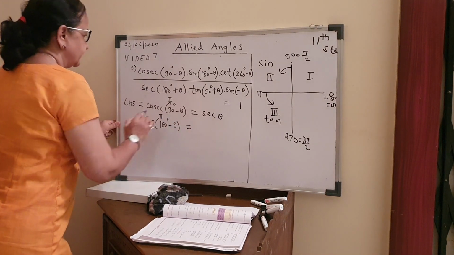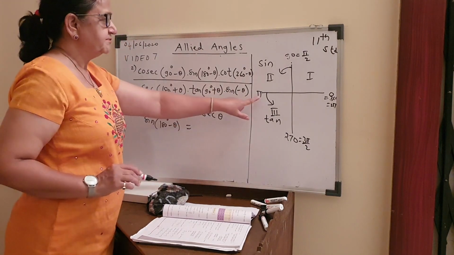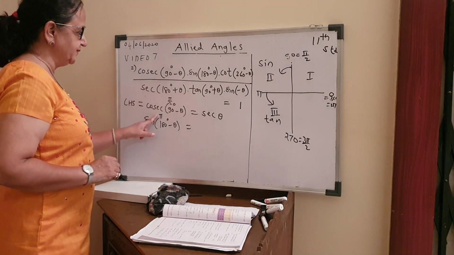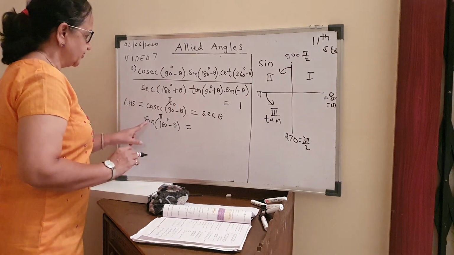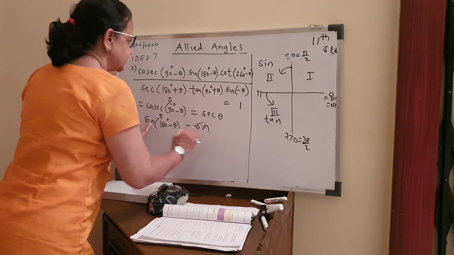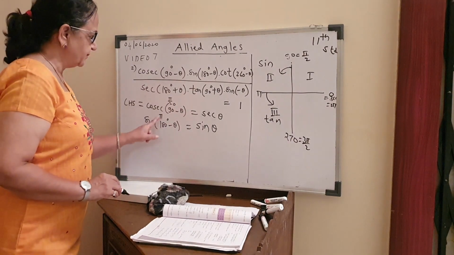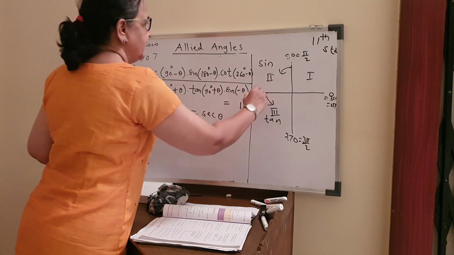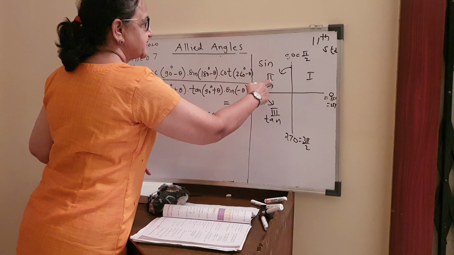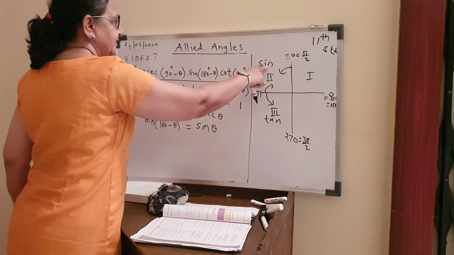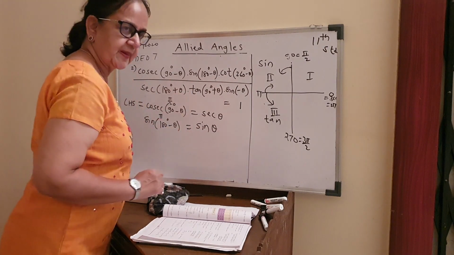Next, sine of 180 degrees minus theta. 180 means pi. Again, pi comes in the first group. Check. Coefficient for pi is 1. No fraction. No change. Sine remains as sine. Pick the angle theta. Now see the quadrant. Pi minus. Go back. Second. In the second, how is sine? Positive. And therefore, my final answer should be positive.